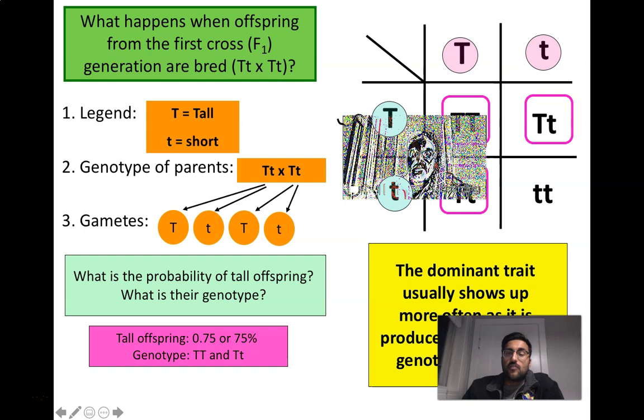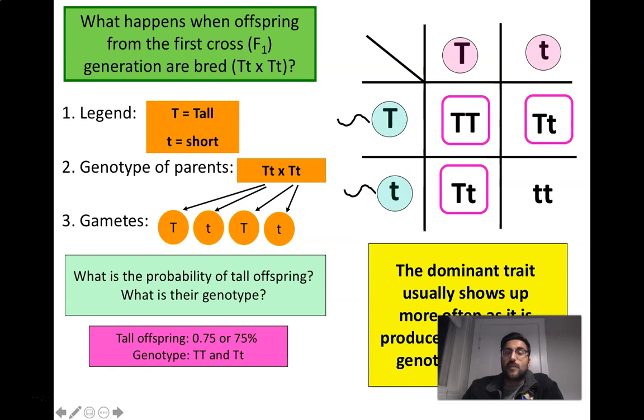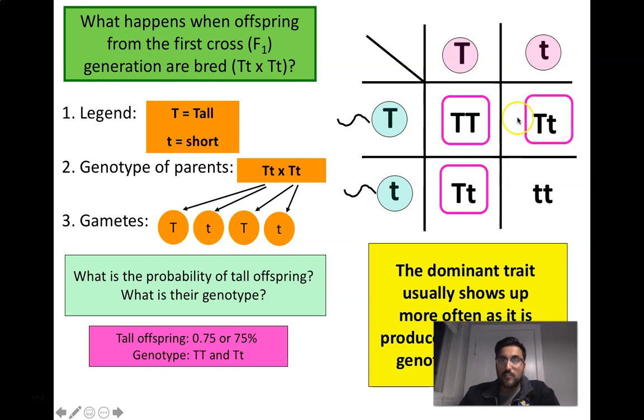The dominant trait usually shows up more often as it is produced by two possible genotypes. So you're usually going to see the dominant trait more often in a population because you could have more than one combination of alleles that give you it.